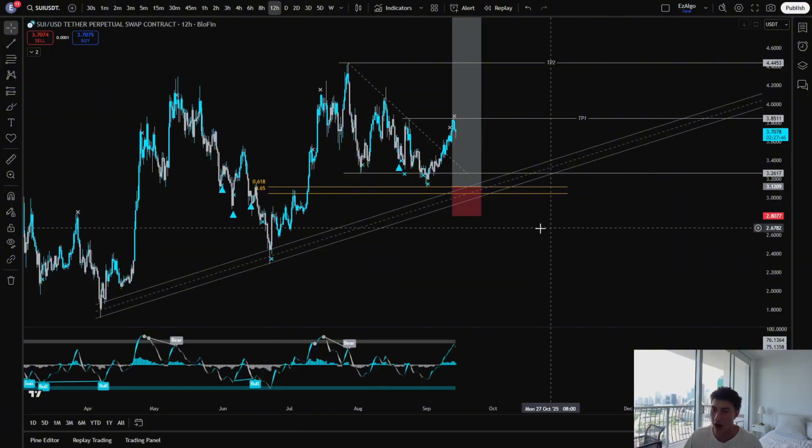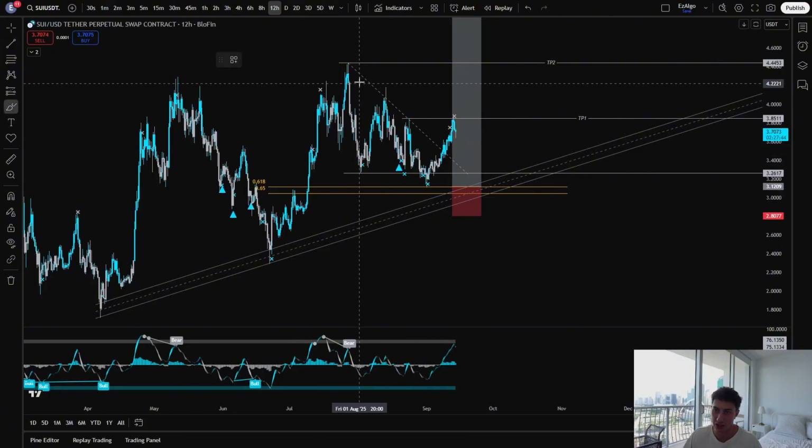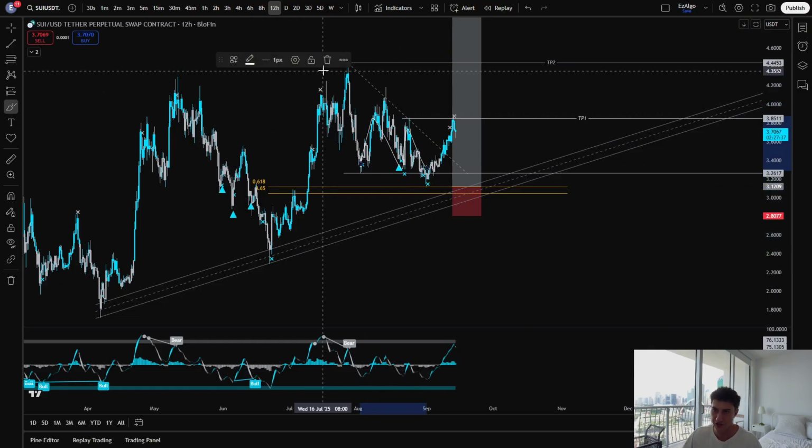So let's talk about why this level was actually valid. We talked about the impulsive move to the upside, with that 1-2 setup, but we were also building kind of this channel of liquidity here, with this liquidity low.